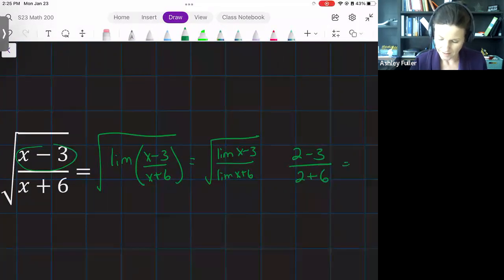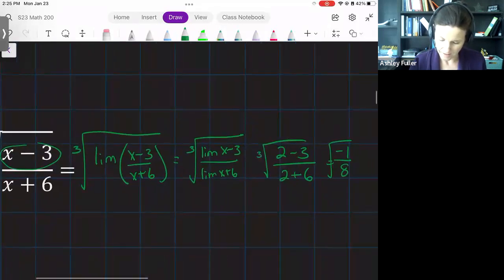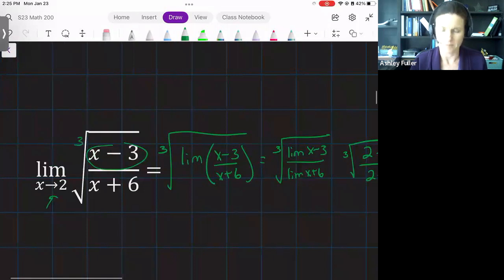So we end up with negative 1 over 8, but we still have that root. And I'm sorry, it's actually, let's go cube root here. That's what I meant to have there. And so we end up with negative 1/2 for our final value there. And again, make sure you make that a cube root.